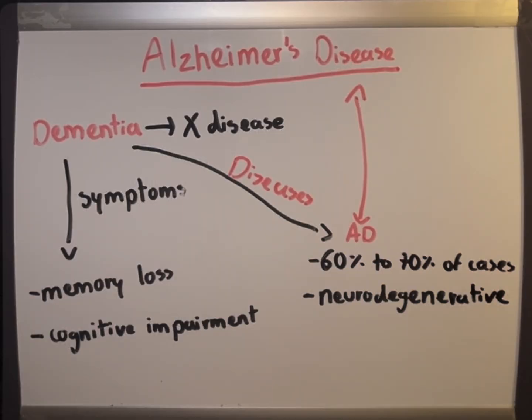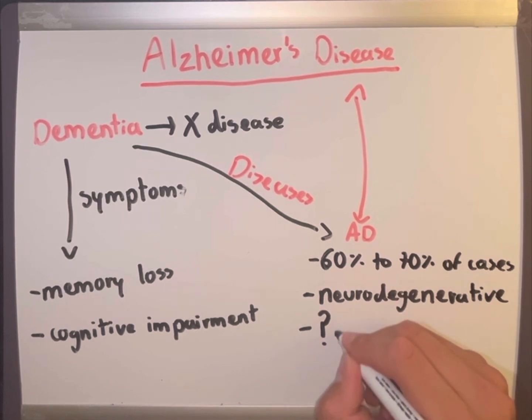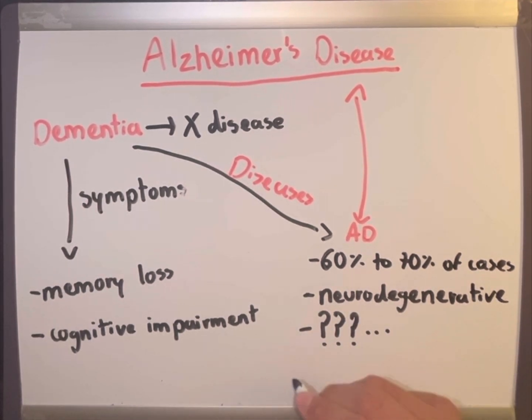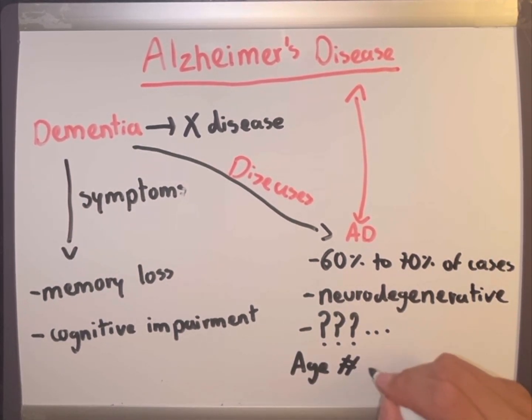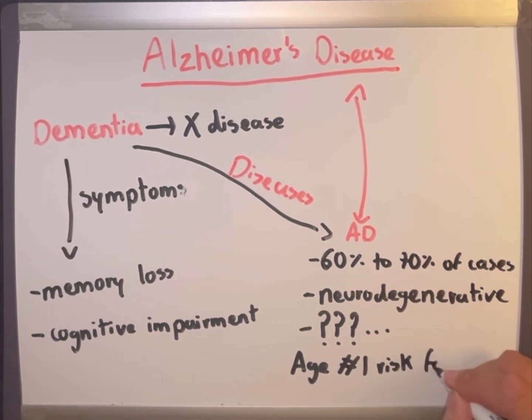Alzheimer's is a neurodegenerative disease, which means that it leads to the loss of neurons. Symptoms also worsen with the progression of the disease, and it reaches a point where it severely interferes with daily tasks such as walking and eating. Alzheimer's disease is not fully understood, but scientists believe that age is the number one risk factor, with most cases being seen in people over the age of 65.